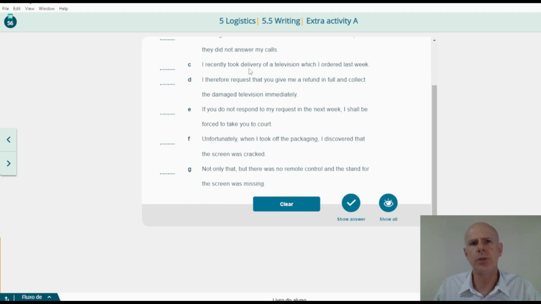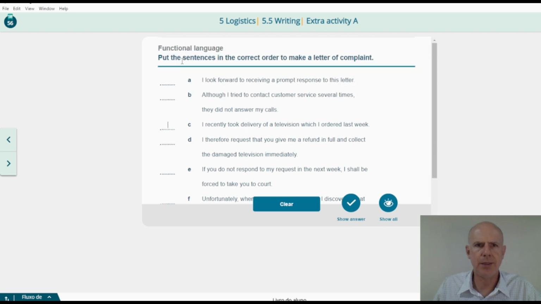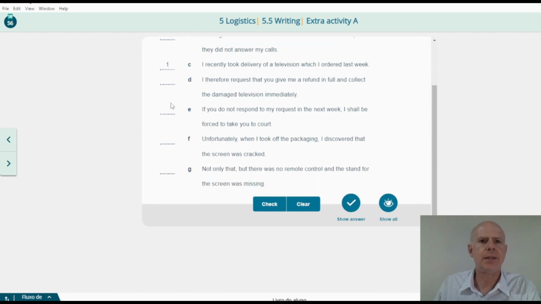I recently took delivery of a television which I ordered last week. This is the first one. We have to number, right? So this is one. After that, after showing what happened, you give extra details. Unfortunately, when I took off the packaging, I discovered that the screen was cracked. Oh, that's a terrible situation. Number 3: Not only that, but there was no remote control and the stand for the screen was missing.